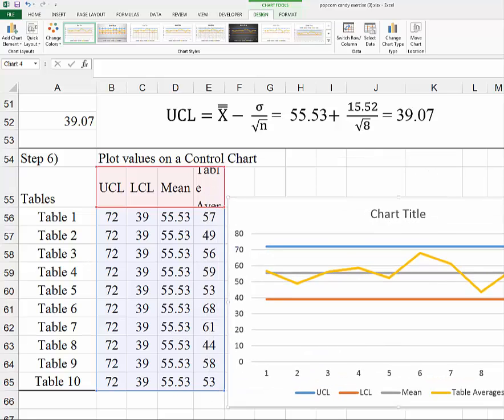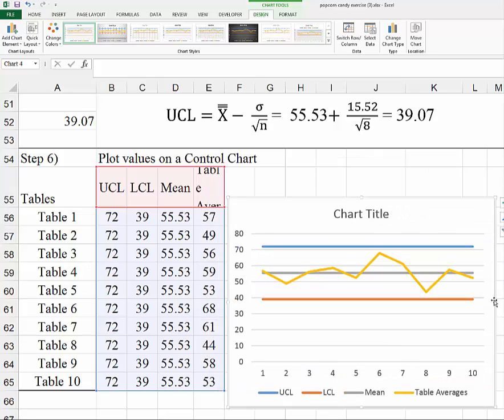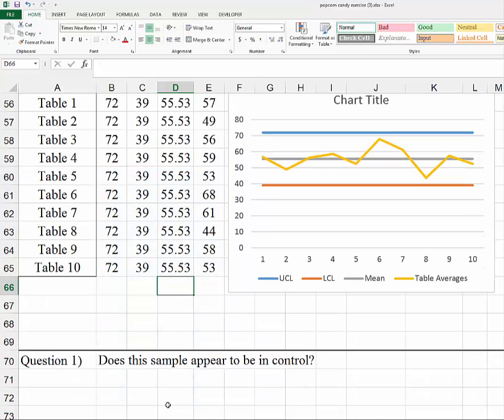Now you can see here, let me squeeze it down so you can see the whole thing. This is our upper control limit, this is our lower control limit. Here is our midpoint, the gray line there, and then you can see our observations that are bouncing right around our midpoint. We don't have any observations that are out of the control limits, so therefore we could conclude that these data are in control.